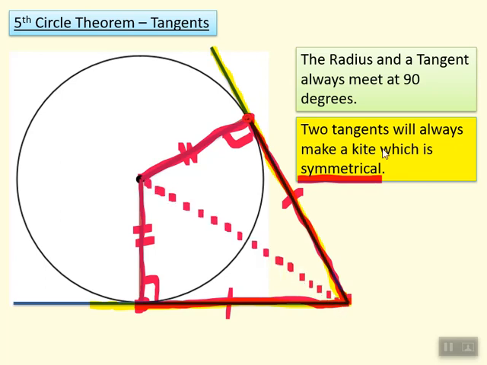So two tangents will always make a kite if they meet each other, and the distance from where the tangent meets the circle to where the tangents meet each other is always the same length. That's circle theorem number 5 in a nutshell. I don't really want to demonstrate that because it's more of a fact, and we can use it to prove other things as well. We'll look at some questions in a minute.